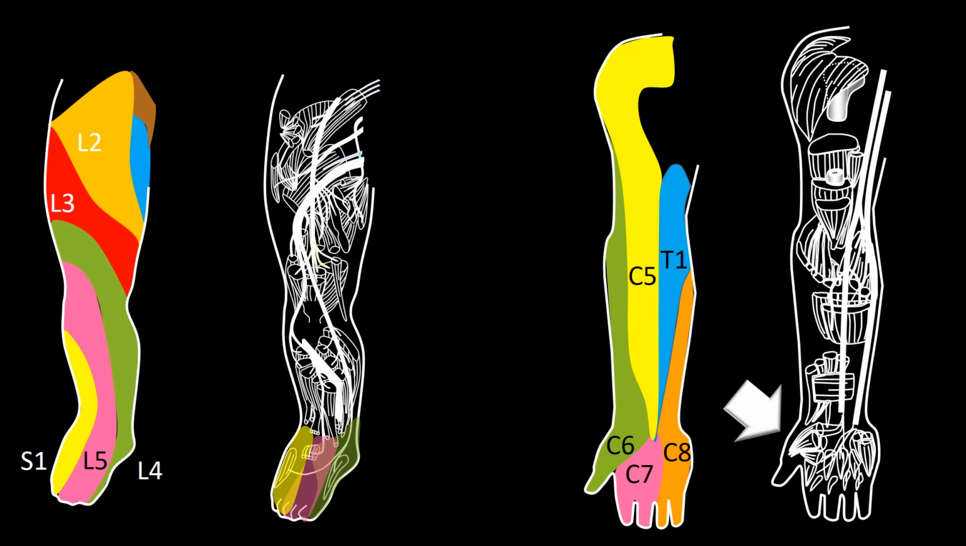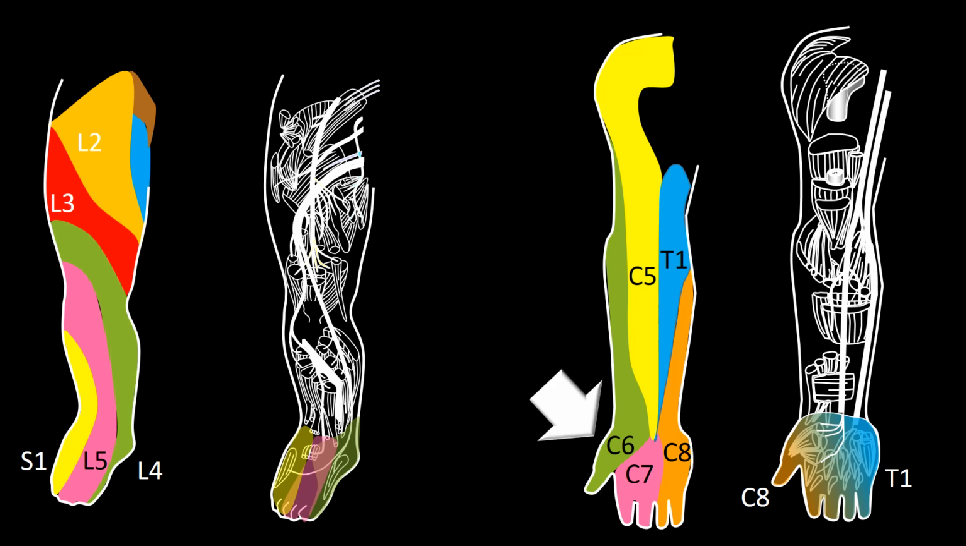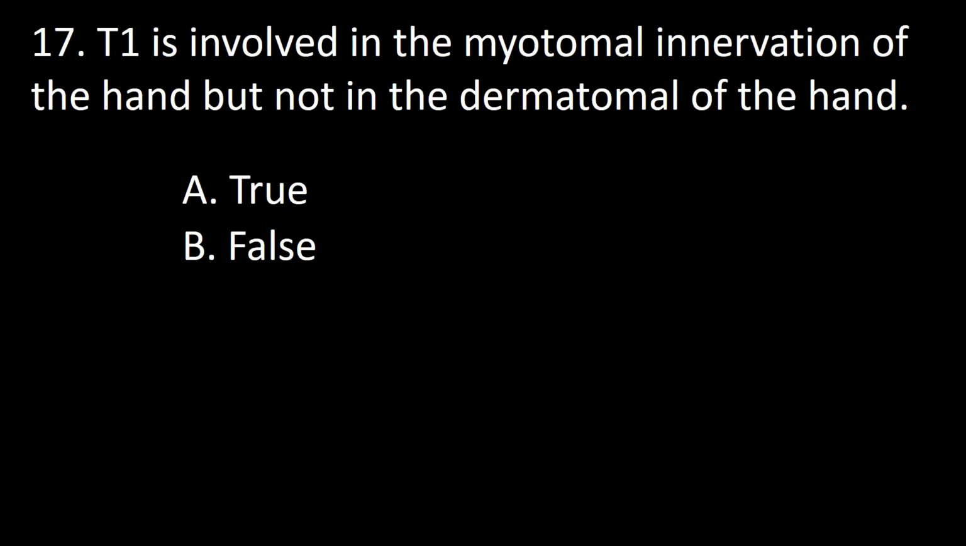Now let's get our attention to the hand, where I have introduced coloring to the muscle matching those in the skin. Notice that they do not coincide, whereas the cutaneous innervation of the hand involves the 6th, 7th, and 8th cervical spinal segments. The muscles of the hand are innervated by fibers from C8 and T1 spinal segments. So the answer to this question is true.